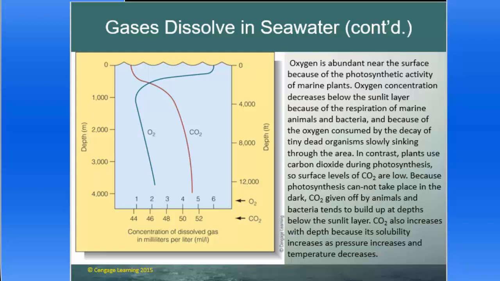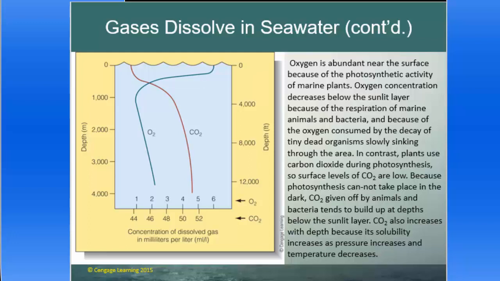And there's no plants at that lower layer. There's no plants to give off more oxygen. So you have oxygen being consumed, but no oxygen being given off by plants. And then oxygen is consumed as well by the decay of tiny dead animals slowly sinking through the area.